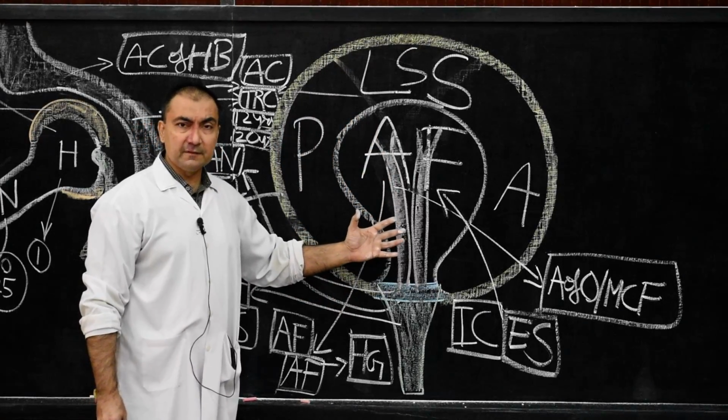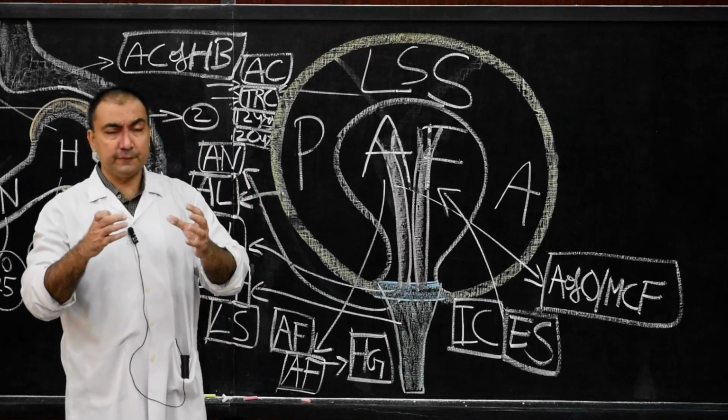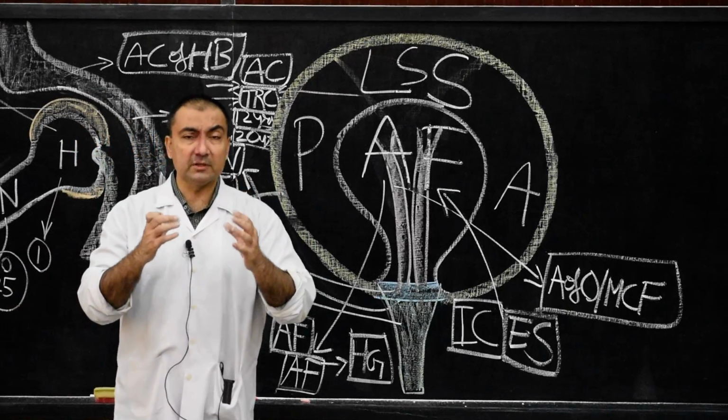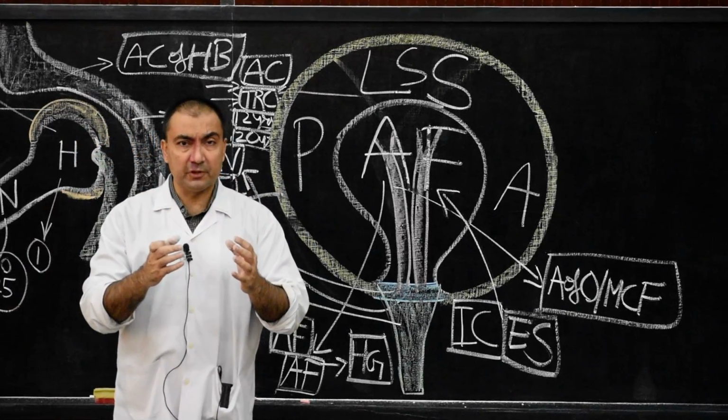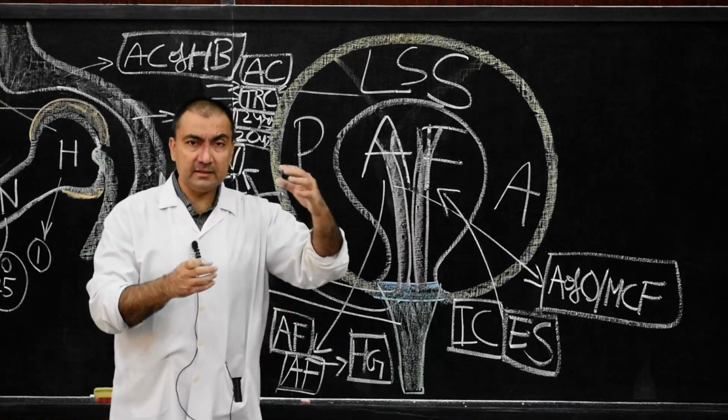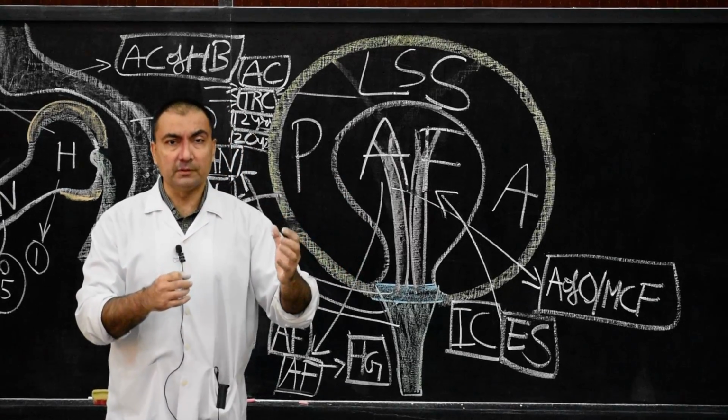And here we have finished our entire segment of articulating surfaces of the hip bone or the hip joint, which includes the head of the femur and the acetabular cavity of the hip bone. Thank you very much.